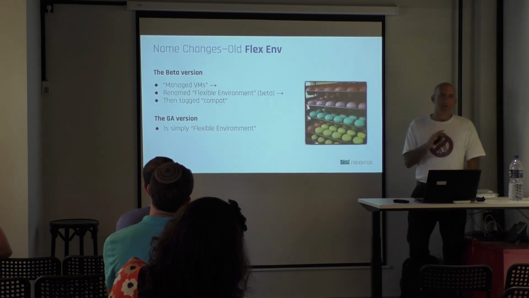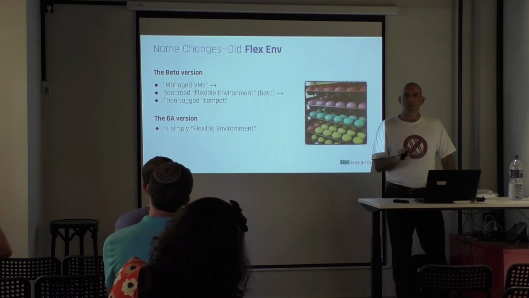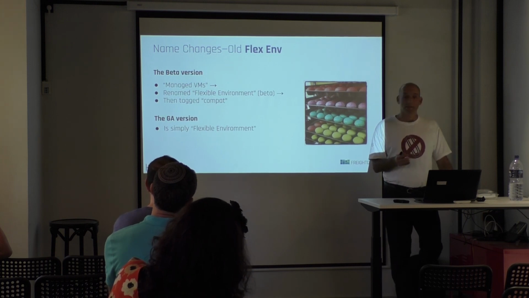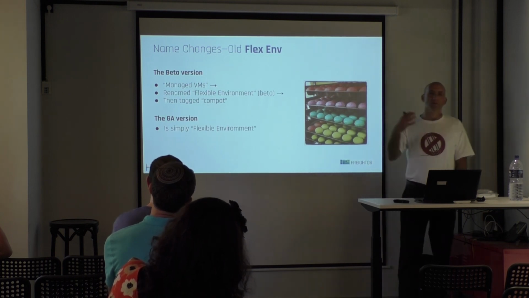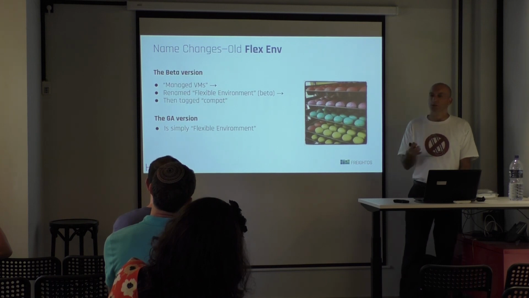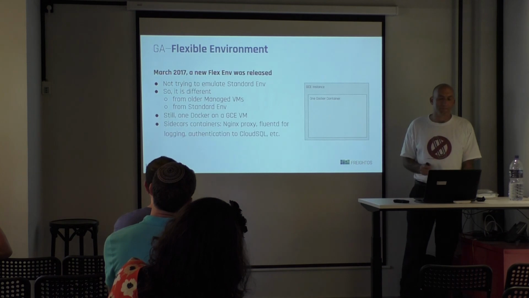A word about names in case you get confused by the documentation. This was first called Managed VMs. They changed it to a cooler name, Flexible Environment, which was beta. But then when they moved to the new version, they had to give a name to the old one. So they call it Compat, because it's compatible with APIs. The new one was just called Flexible Environment.